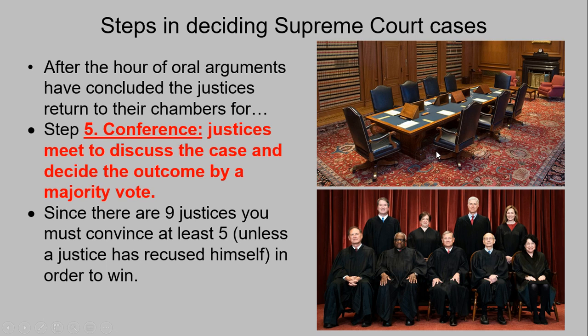Then, after the oral arguments are over, they go back to that same room where they have their conferences and they talk about the case. And then they vote. Now, in order to win a case, you need a majority. So what's a majority of 9? 5. If you have 5, the most the other guy can have is 4.